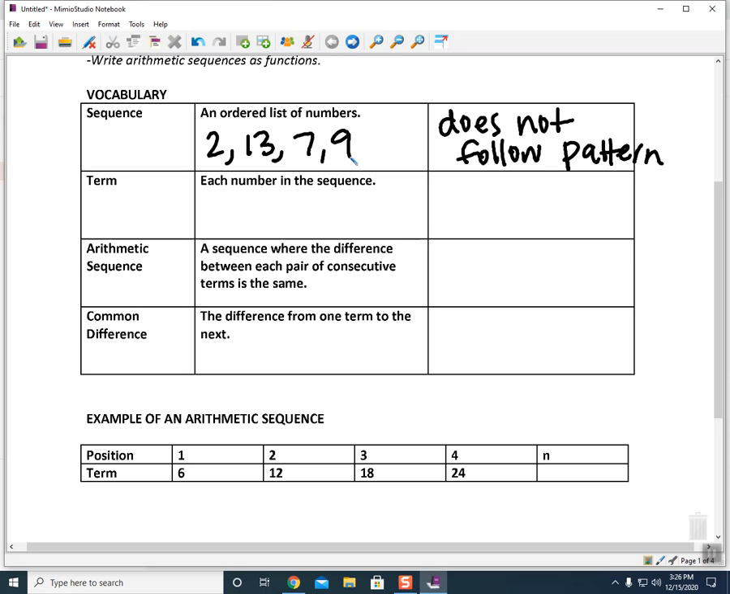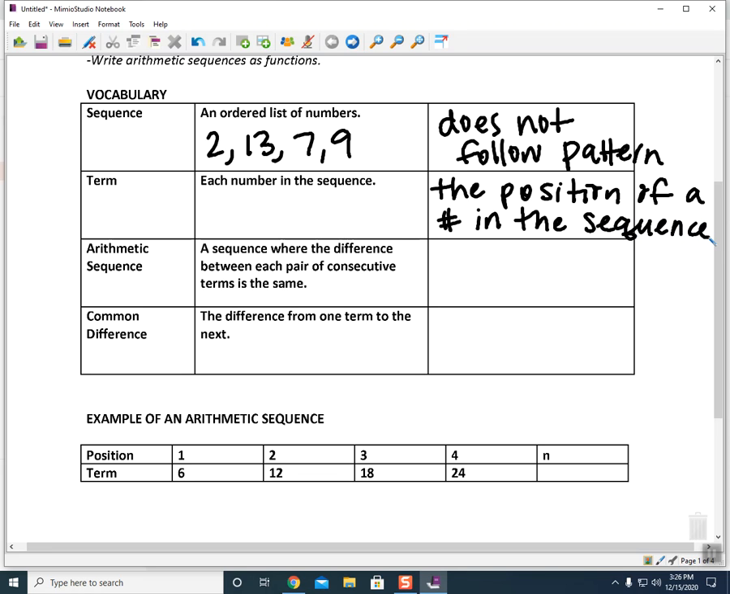Second thing is a term. So a term is each number in the sequence. So really another way to say that is it's the position of a number in the sequence. And so that just means, like, is it the first in the list? Is it the third? Is it the fifth? Is it the 10th? Right? That's what that means by term.